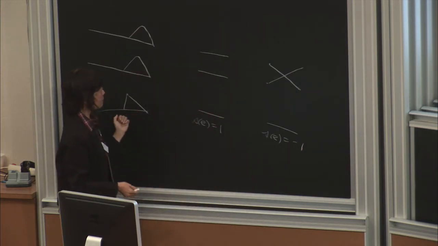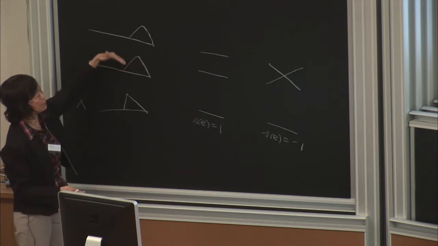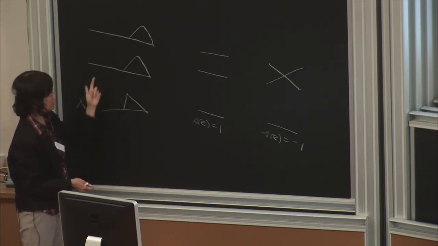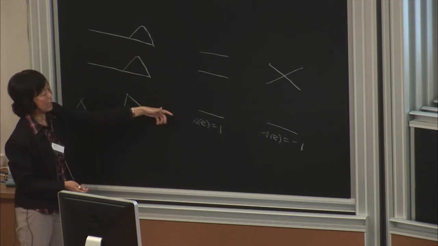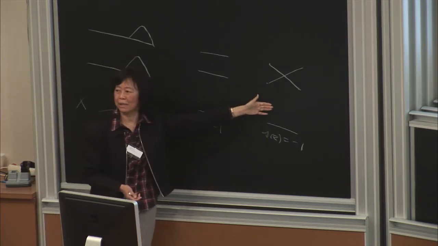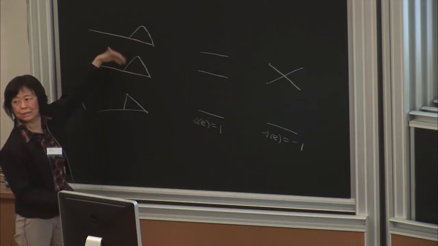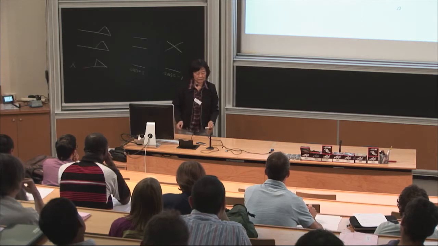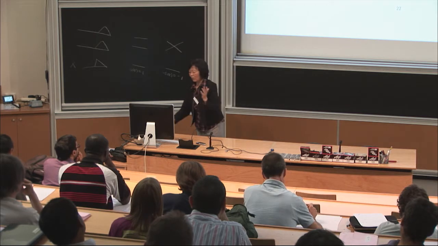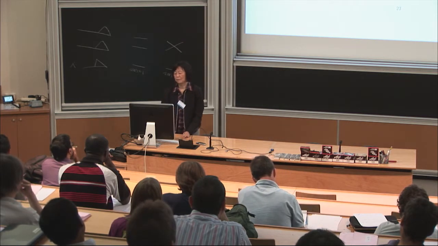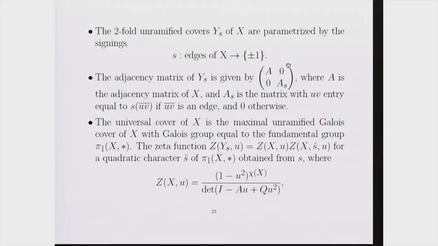Okay. So if I start with the graph, how do I determine a twofold unramified cover? For each edge, I either have sign +1 or sign -1. If it's all +1, then I have this disjoint situation. In this way, we parameterize all the twofold unramified covers by this sign. This is what they call a signing: to each edge, we associate a sign. So if I pick a signing, I have this twofold cover.